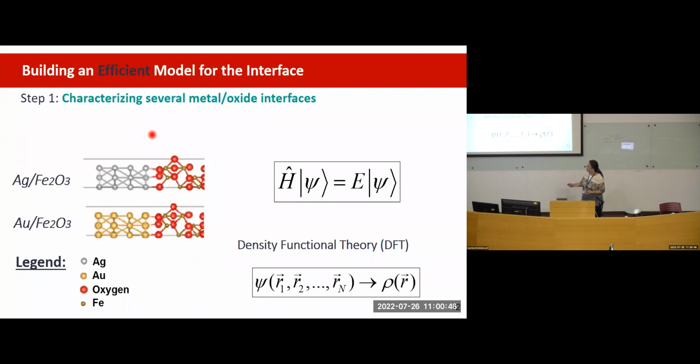So here you can see two atomic models with two different metals, gold and silver. And usually when we have an atomic model, the conventional method in our field is to use density functional theory and obtain all information you can about the stationary states.